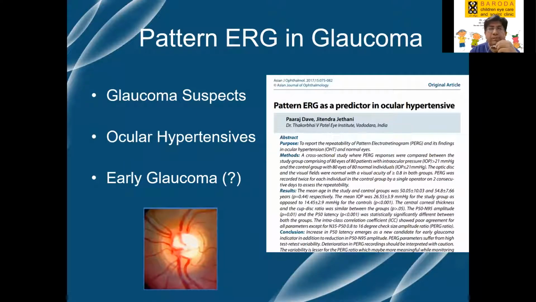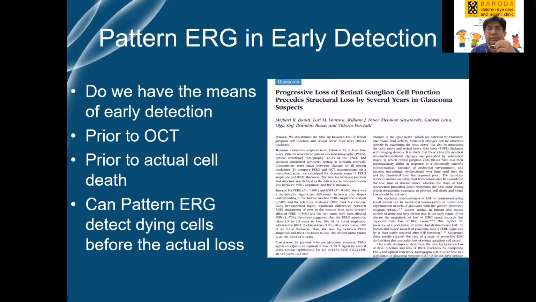The whole purpose again was whether we can predict that this particular patient would develop glaucoma, whether we can do it in early glaucoma, and whether we can find out in ocular hypertensives. The only problem we had in this paper was that the variability was very high, and with the potentials being very small, it was very difficult to know what amount of magnitude would be significant and which won't be significant.